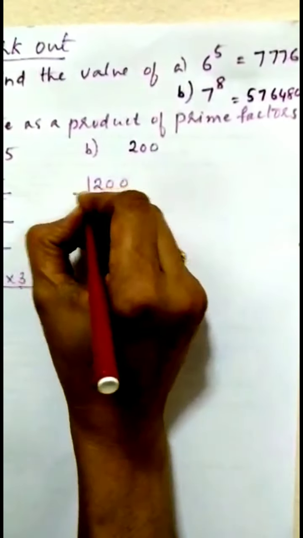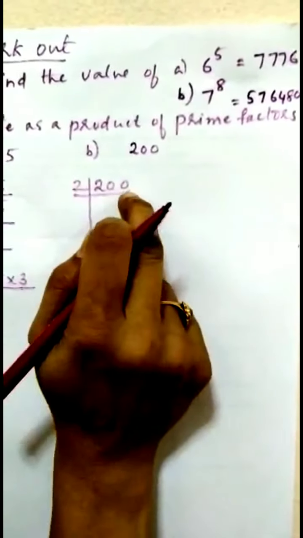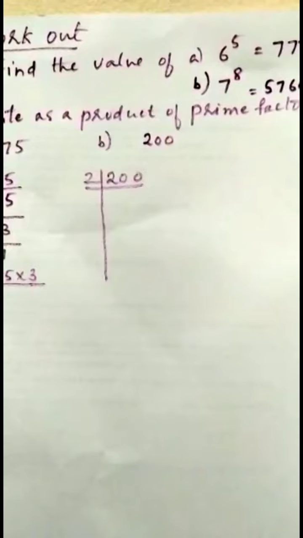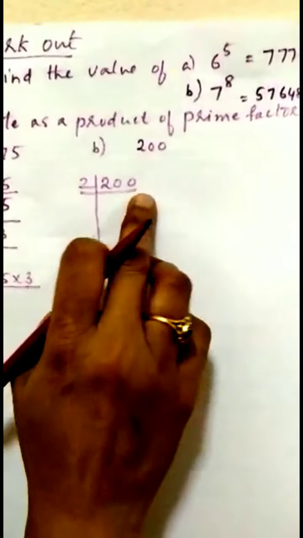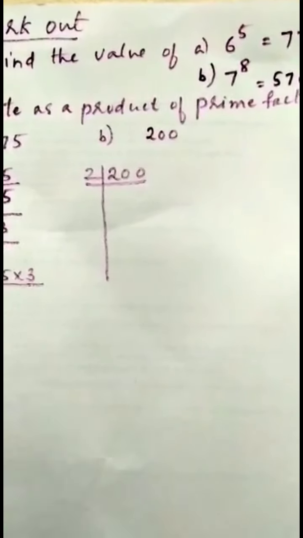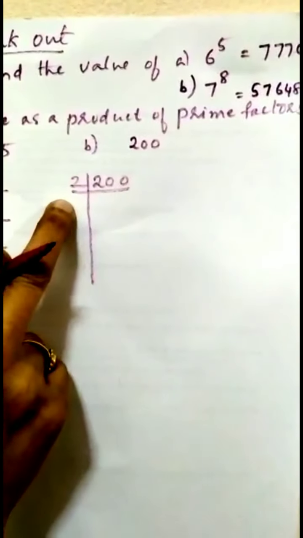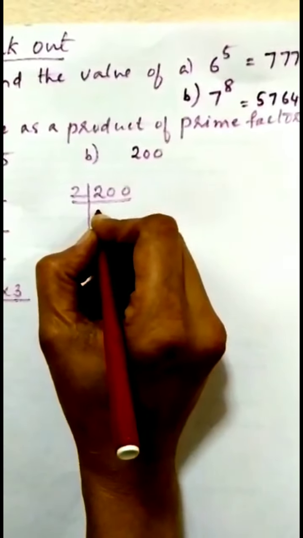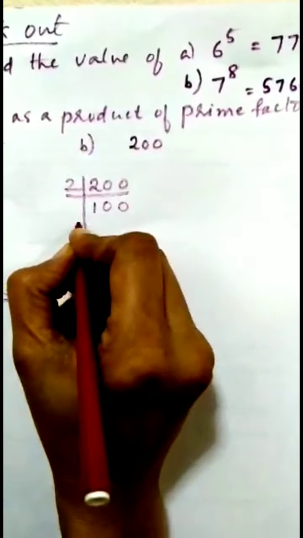Question B, 200. Same method you can follow. By 2: if the last digit is 0, 2, 4, 6, or 8, it is divisible by 2. We learn this in lower classes. So I took 2, a prime number. Only prime numbers you have to take, no other numbers. So 200 divided by 2 means half of 200, it is 100.